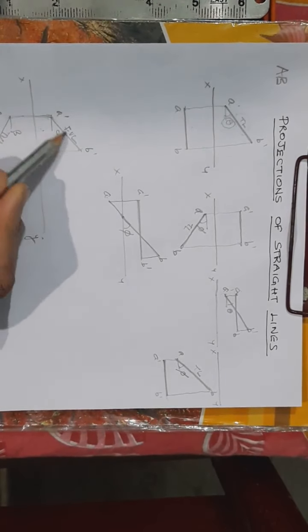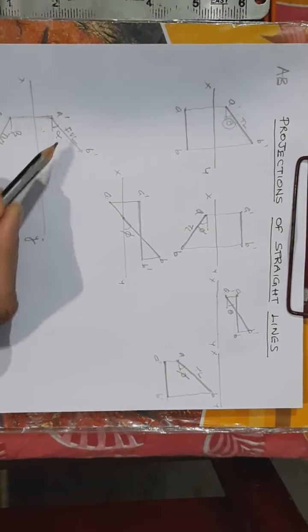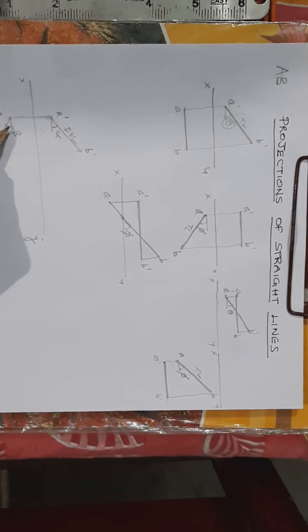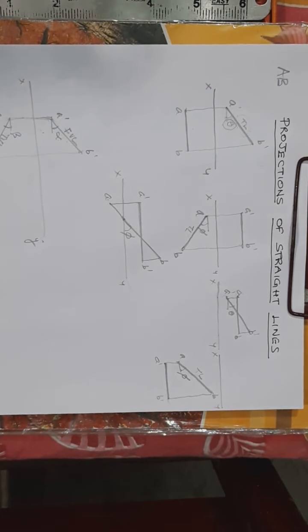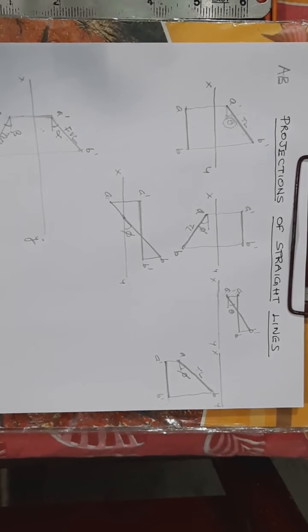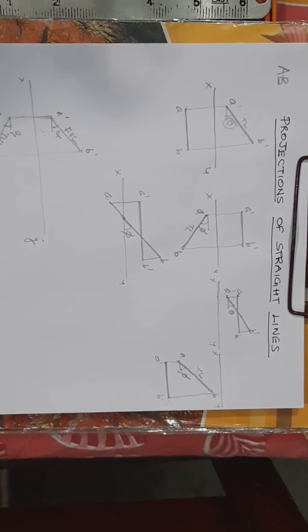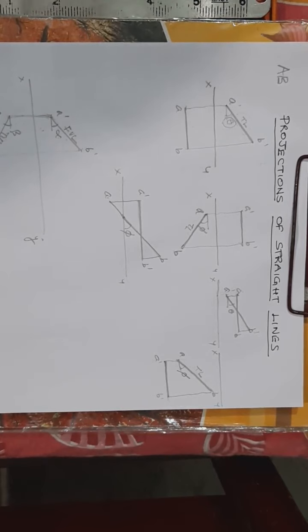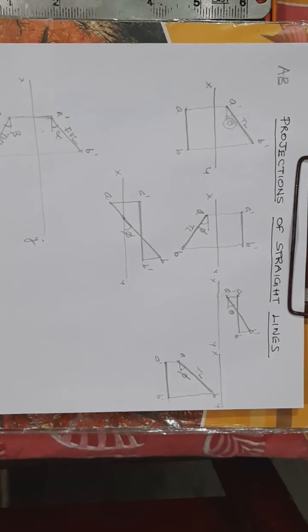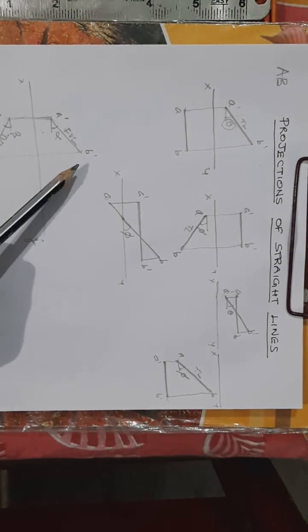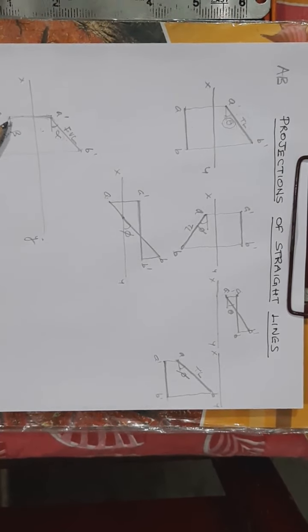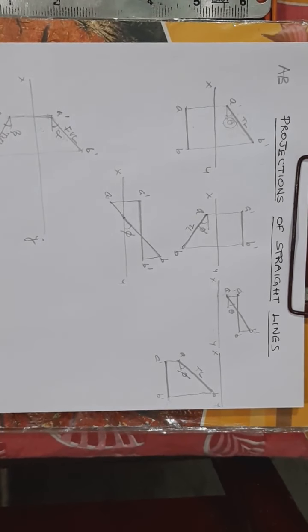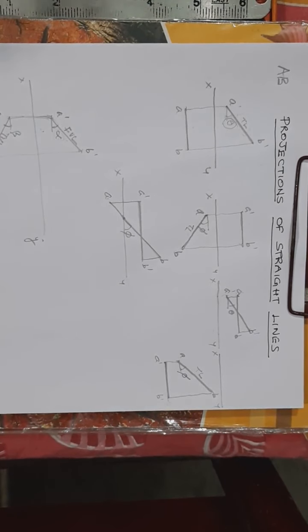For example, the front view makes an angle with the XY line, that is always alpha, and the top view makes an angle with the XY line, that is beta. So these are the apparent inclinations, and they come into the picture only when a straight line is inclined to both the planes and after the projections have been drawn. Whatever angle the front view makes with the XY line is always alpha, and whatever angle the top view makes with the XY line is always beta.